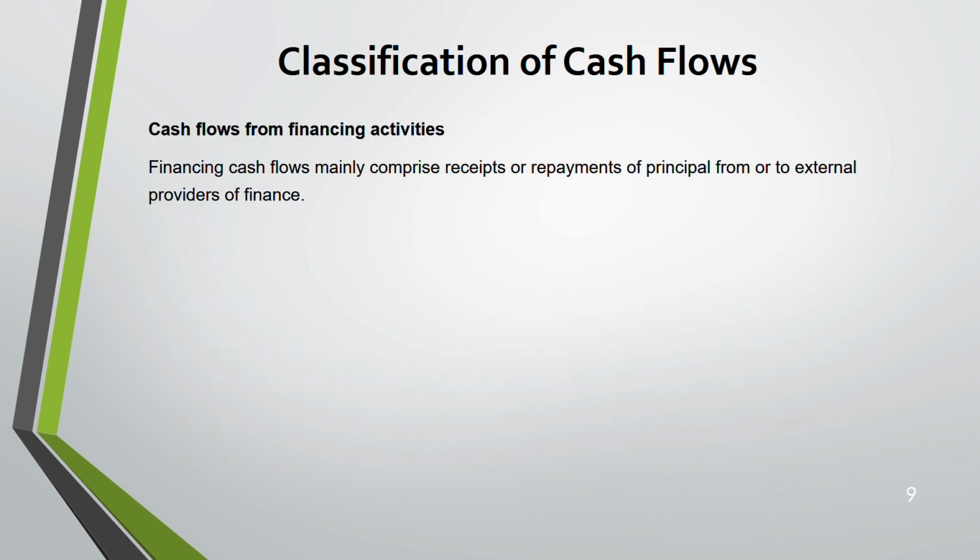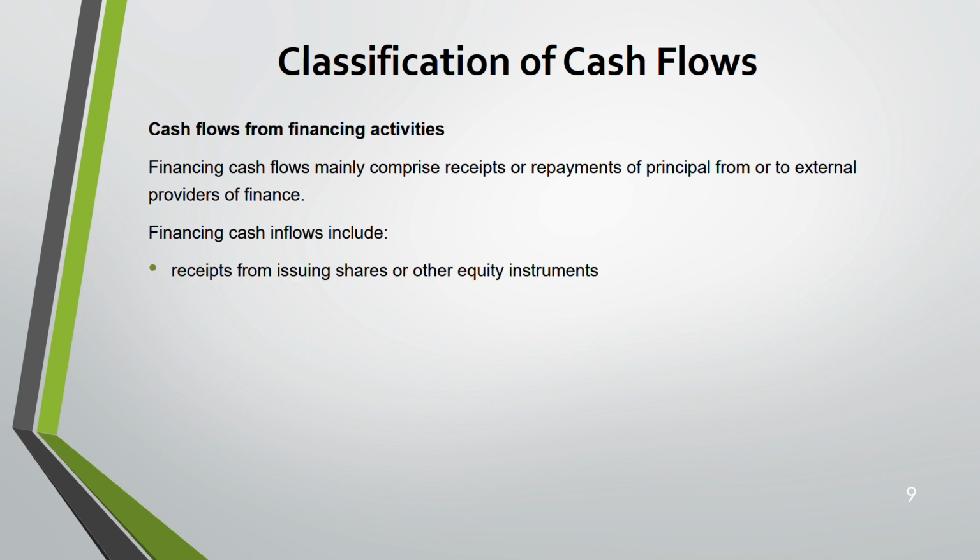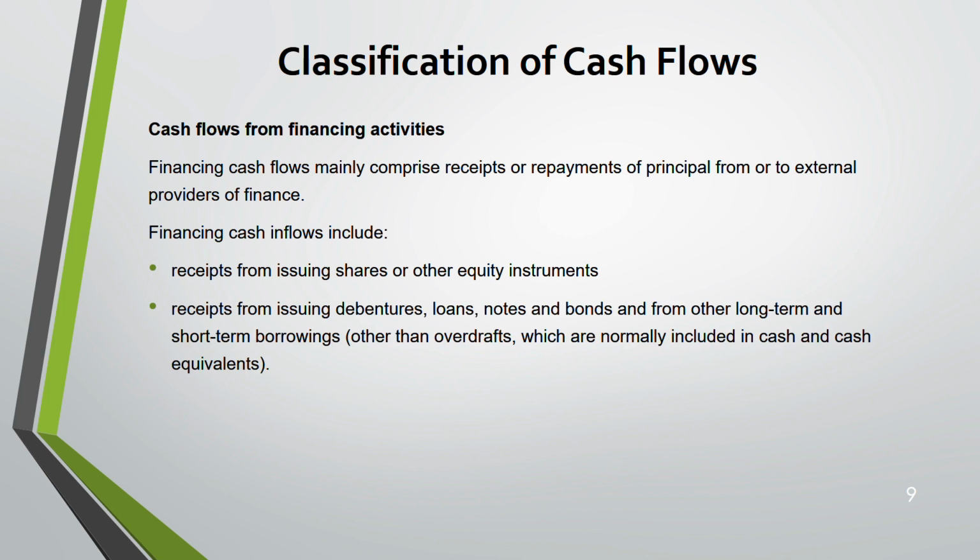Now let us go to the financing activity. In the financing activity, basically how you finance, by using loans or by using equity. So here it includes receipts that you get from issuing shares or other equity instruments, or receipts that you get from debentures, loans, notes, bonds, all long-term and short-term borrowings. But in this, overdraft is excluded. Overdraft does not come under financing activity. Instead, overdraft is included in cash and cash equivalents.